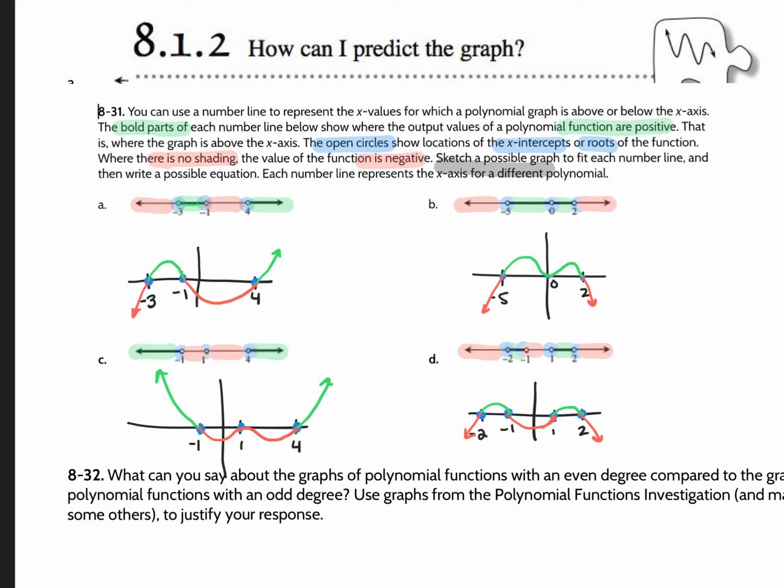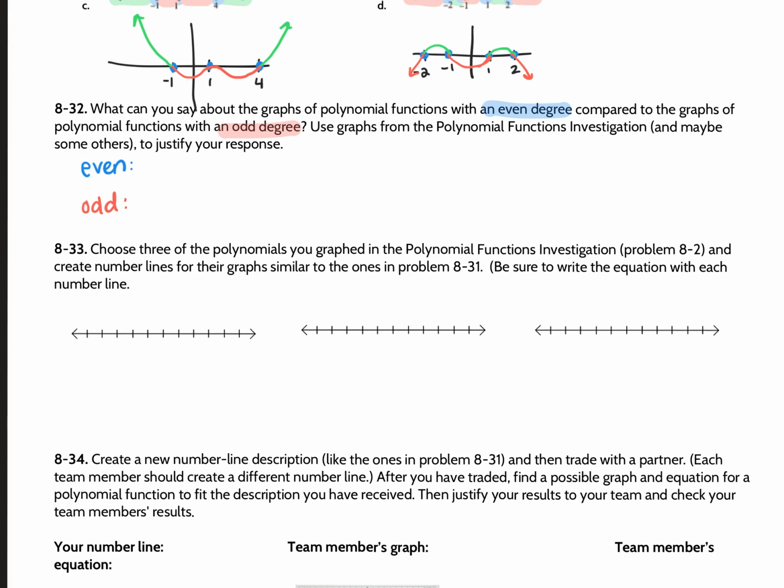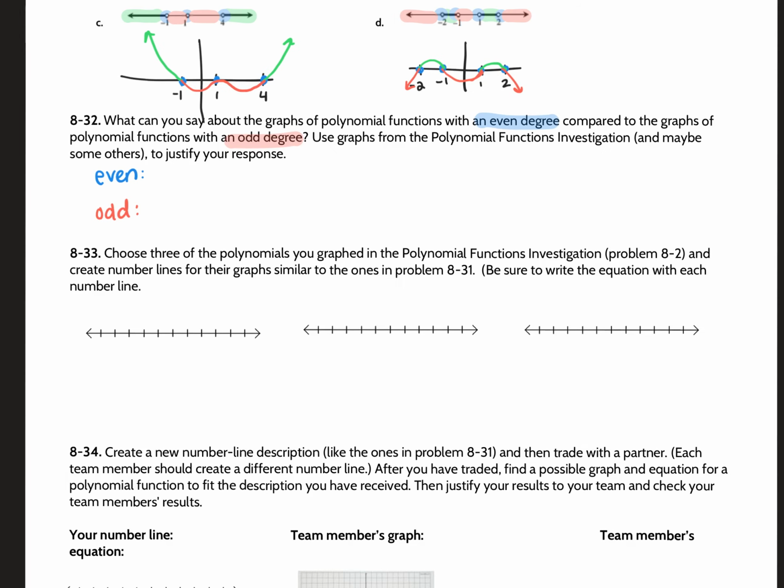Okay, so check what you have with what I have. Notice a couple of these have spots where between 3 different intercepts it stays positive. So that means it's got a bounce in there, okay? So now we want to compare the idea of an even degree versus an odd degree. Remember, that just means it has a highest power that's even or a highest power that's odd.